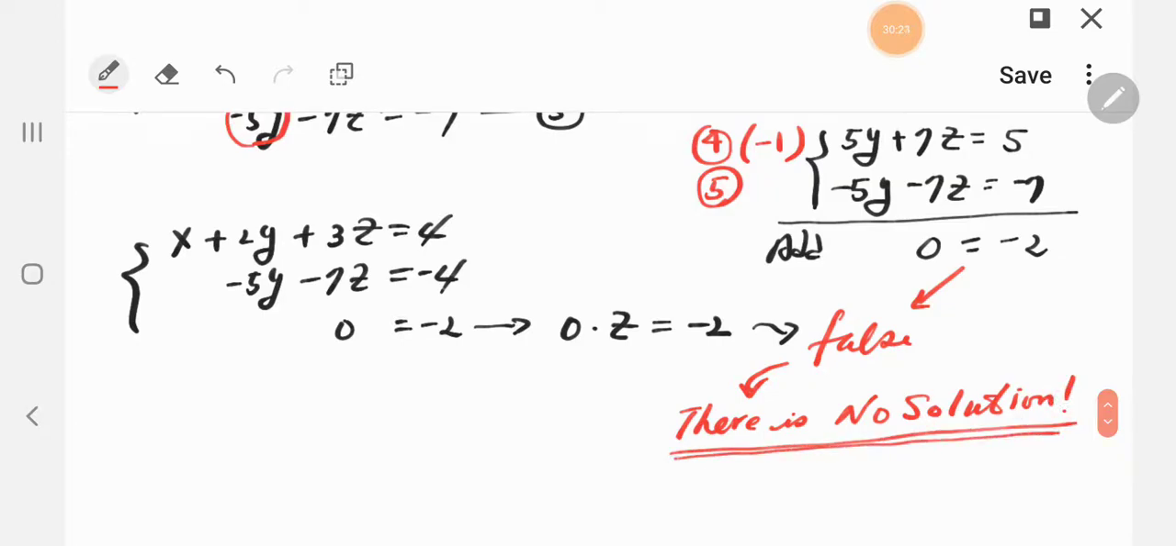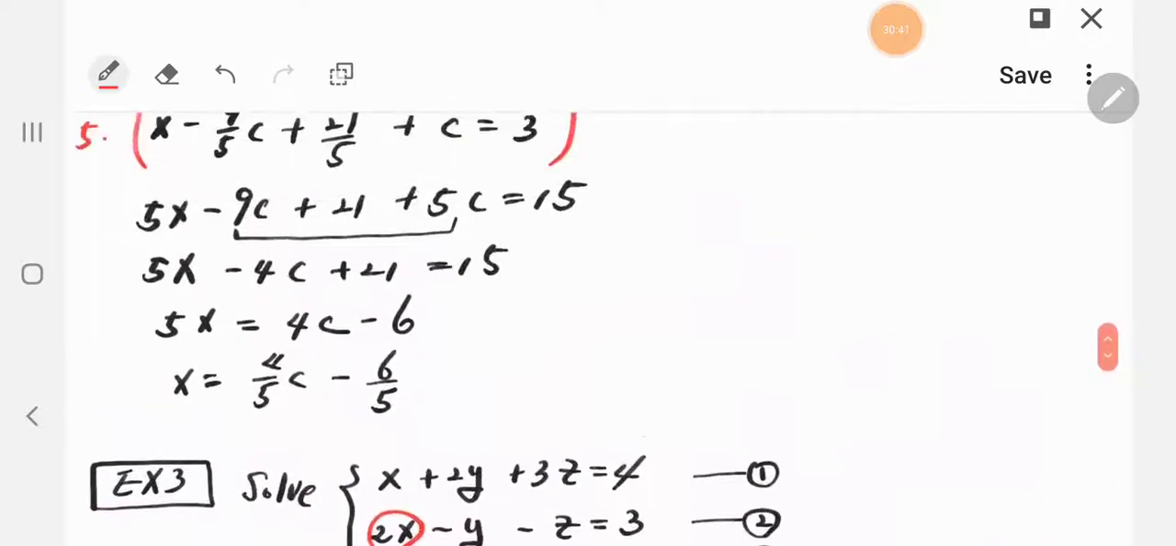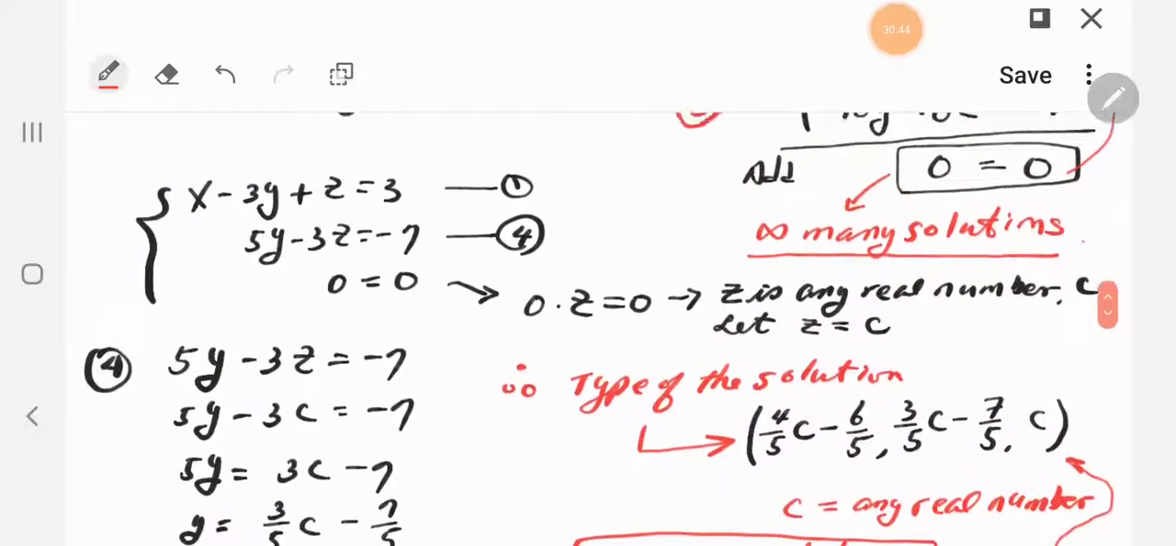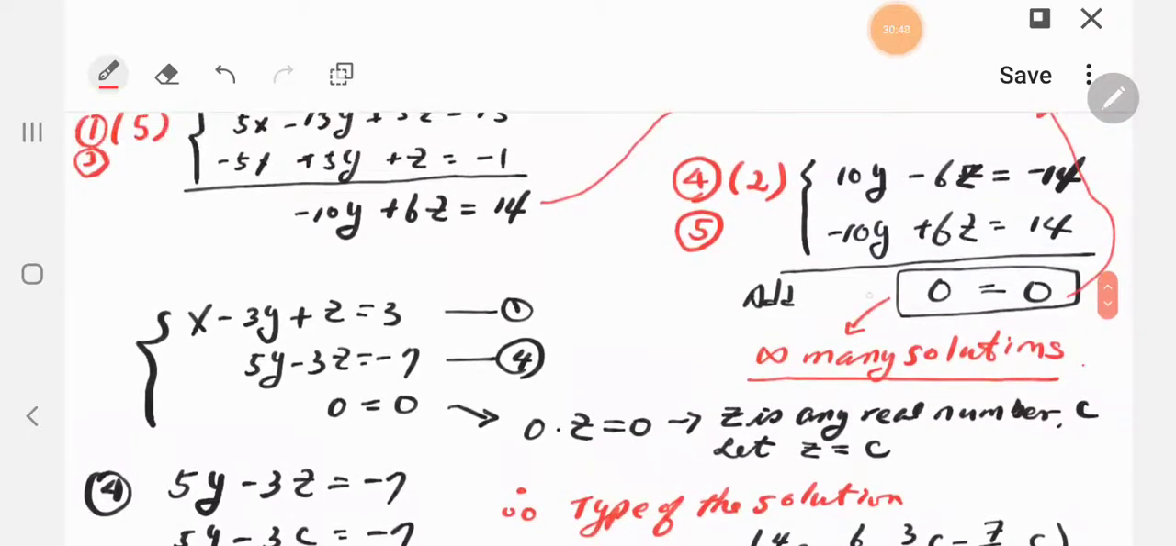Okay. So it's very important. If the last equation is false, then we conclude that there is no solution. The previous example is what? 0 equals 0, right? 0 equals 0 is the last equation. Last equation means 0 times z equals 0. This means z can be any real number because 0 times any real number is 0.